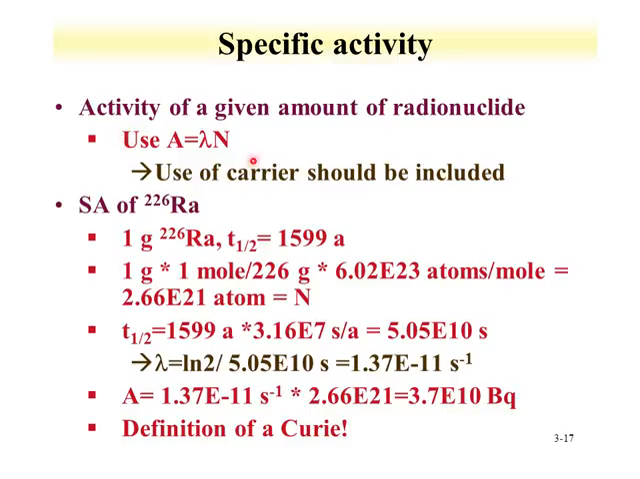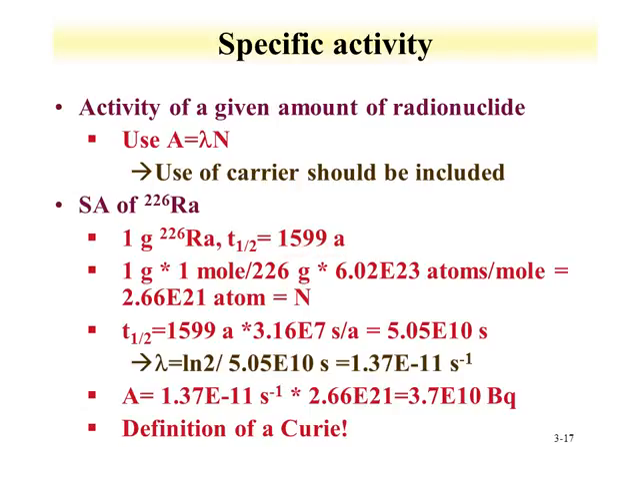The equation activity equals lambda n can also be used to derive something called the specific activity. The specific activity is that activity for a given amount of radionuclide. As a shorthand, some people often calculate the specific activity. For instance, 1 gram of plutonium-239 has a certain amount of activity. As an example, let's calculate the specific activity for radium-226. 1 gram of radium-226, that has a half-life of 1,599 years.